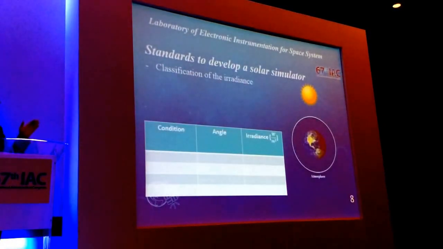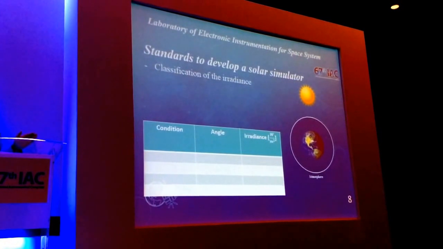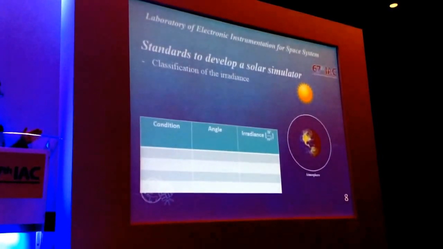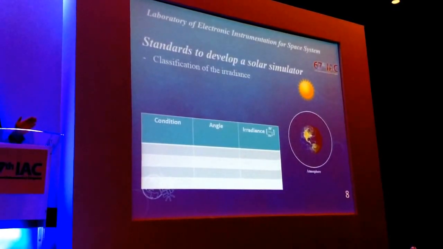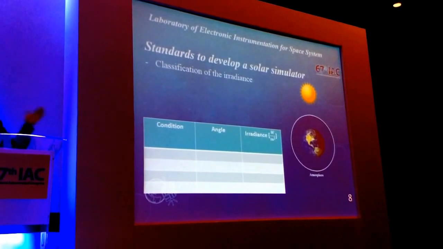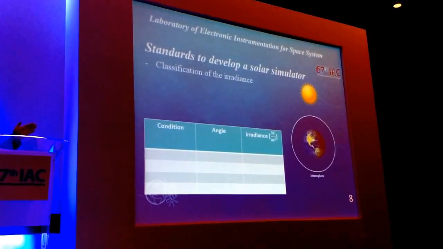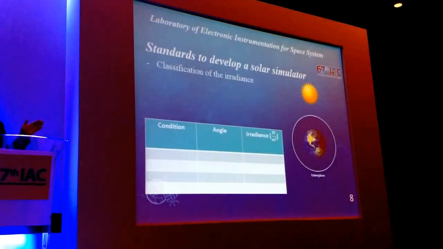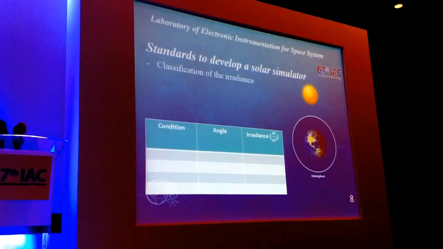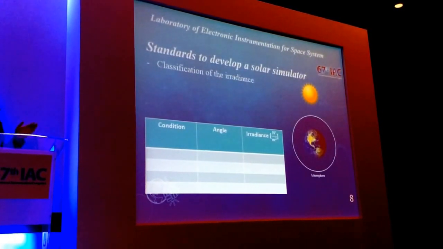Also, about the standards, we need to know an important concept called AM conditions. This concept is used, for example, by the companies that develop photovoltaic cells, because when the company describes its photovoltaic cells, they use these conditions to test that the photovoltaic panels work correctly.